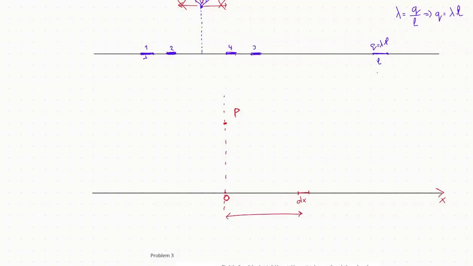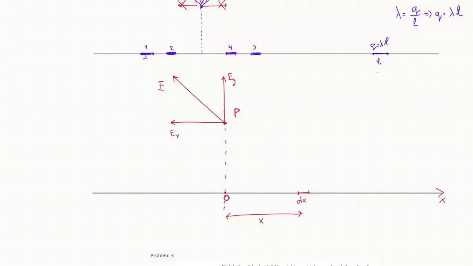So it's distance x. Now the field produced would be like this, E. This is E. And we need to split it into vertical and horizontal components. So this is the vertical component, and this is the horizontal component. And we already know that the horizontal component cancels out, so that doesn't make any difference. So we only need EY, and this is EX.